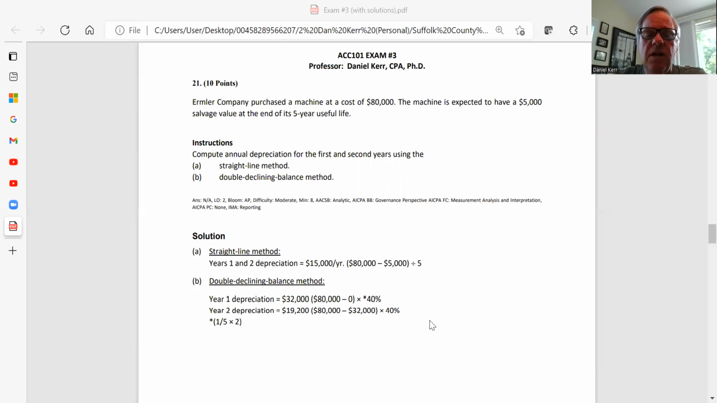We're mindful of the salvage value because the book value under this method can never go below the salvage value. But for the first year on the double declining balance, it would be 80,000 times 40%, which gives me 32,000. And in the second year, we still use double, i.e. the 40%, but it's declining balance. So the depreciation the second year is the 80,000 minus the depreciation that we took in the first year. You multiply that out and you get 19,200.